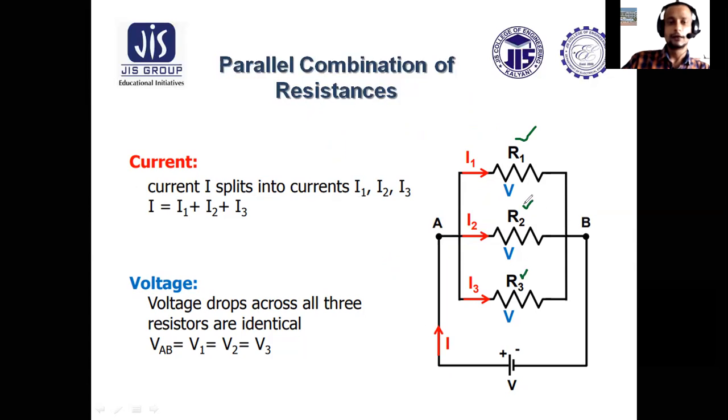So total current I will be split into three different currents, and the amount of current flowing through R1, R2 and R3 will depend on the resistance value. So for a series combination of resistances, voltage will be different in each element and current will be the same through each element. But for a parallel combination, it's just the opposite. Current will be different in each element, but voltage will be the same in all the elements.